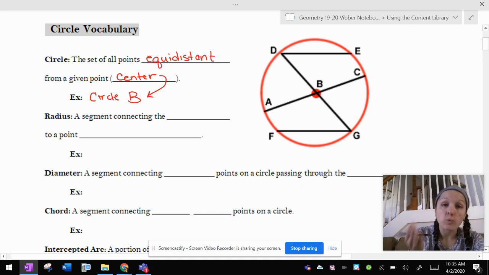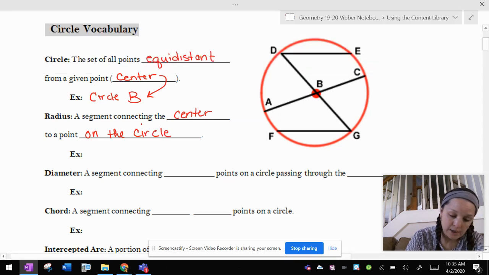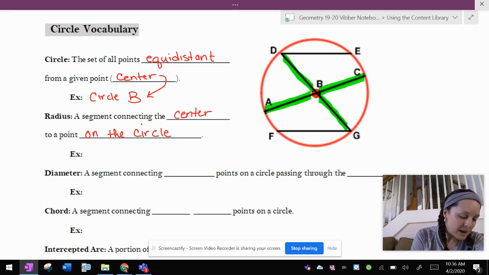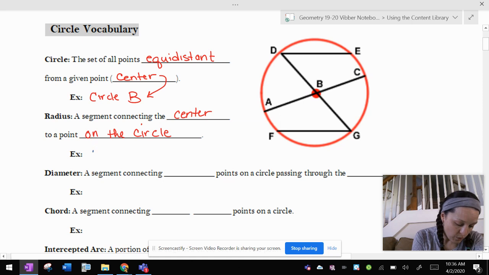All right. Now, a radius. You should all know what a radius is, but make sure you know what a radius touches. A radius is a segment connecting the center to a point on the circle. So in this picture, one of our radii would be BC, or BG, or BA, or BD. Any one of those could be a radius, and you can name them in any order you want. So I could call it BA, I could call it CB.